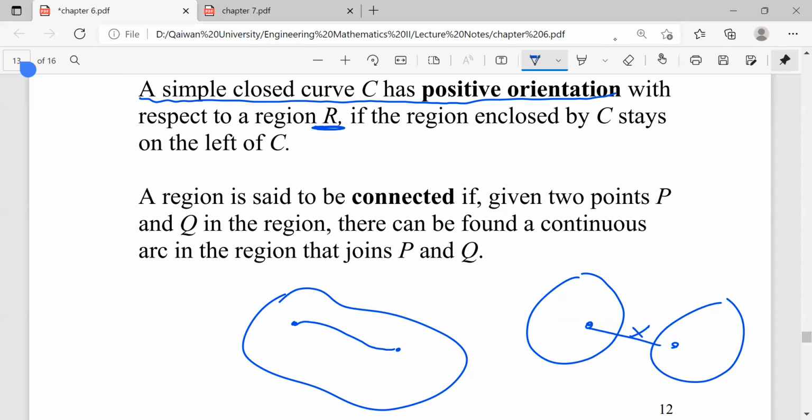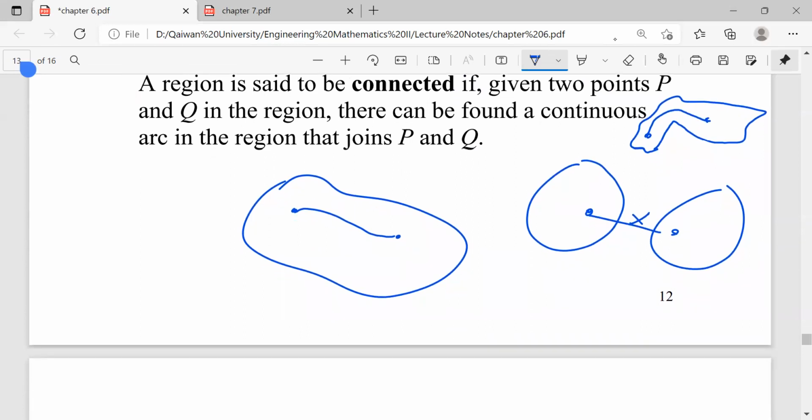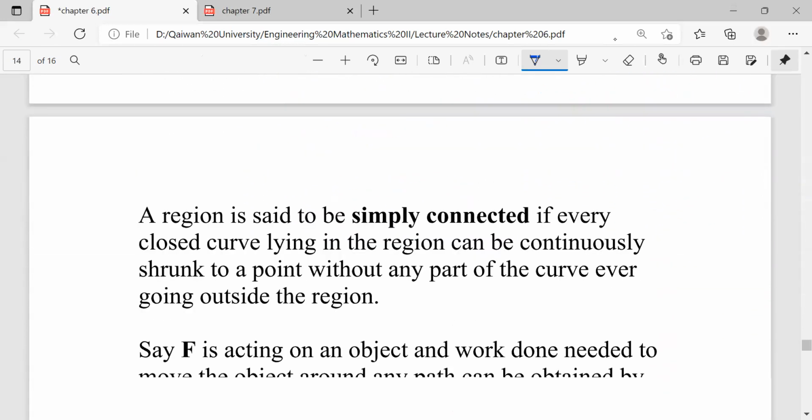How about this one? Is it connected or not? If we take any 2 points, we can join them by a curve which is contained in the region. These 2, we can join them by a curve such that the curve is in the region. So that's a connected region.